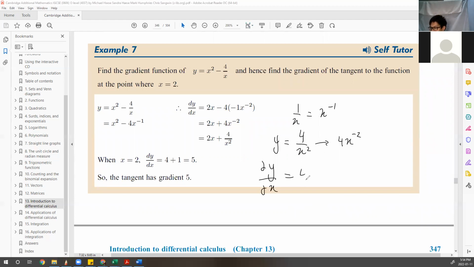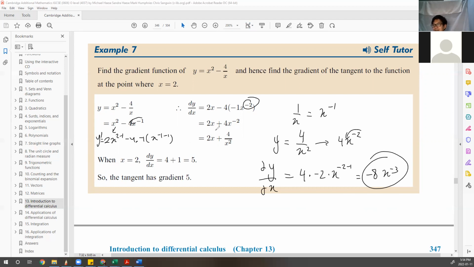Let it be 4, -2 going down, times x power -2 minus 1. Some of the students, first timers, say -1. Wrong. This is -3. Okay, -8 x power -3. That's the way. So the derivative will be 2x power 2 minus 1, minus 4 times -1 going down, x power -1 minus 1. See? Become -2. And this will be the answer.